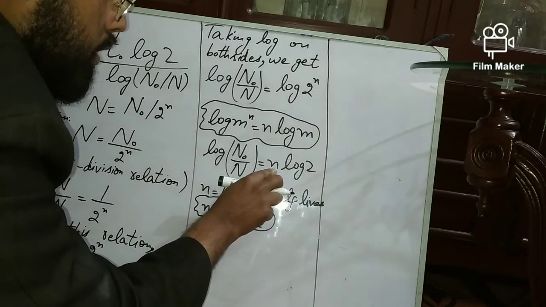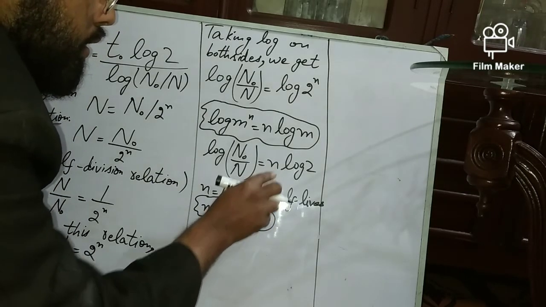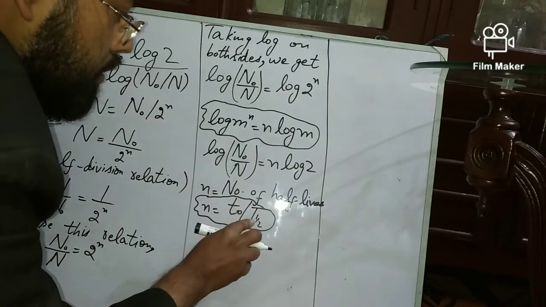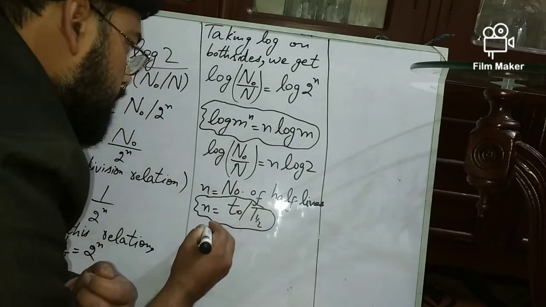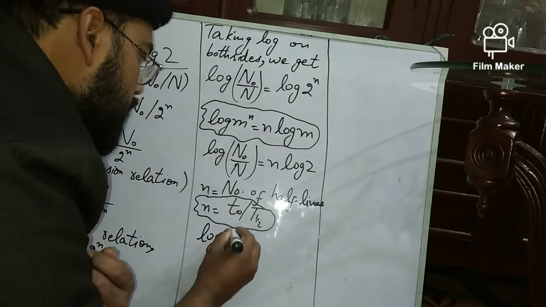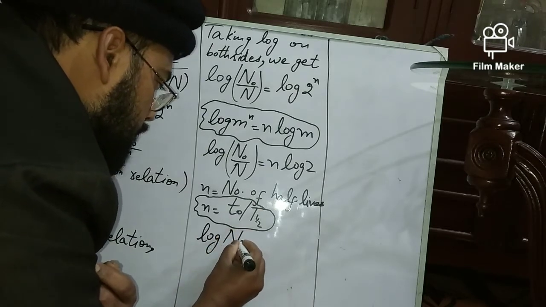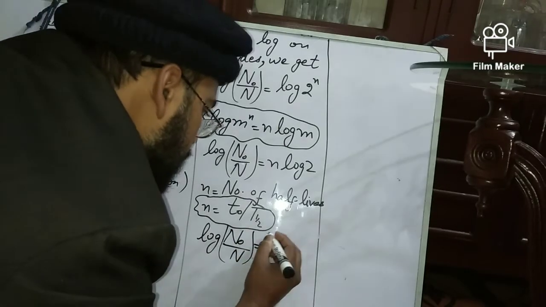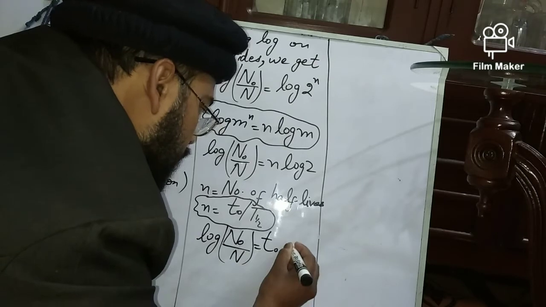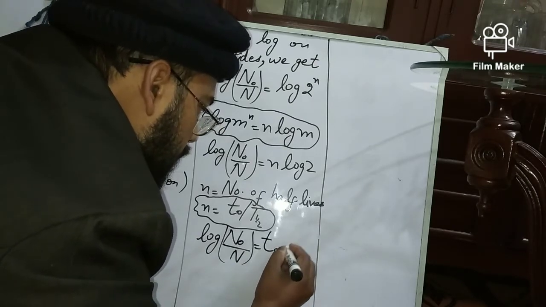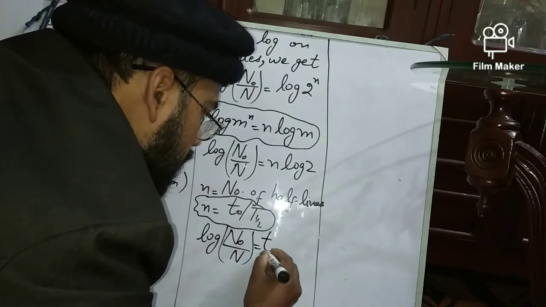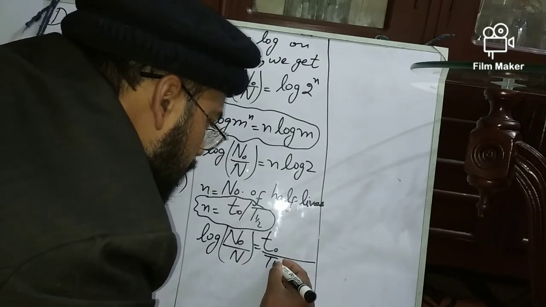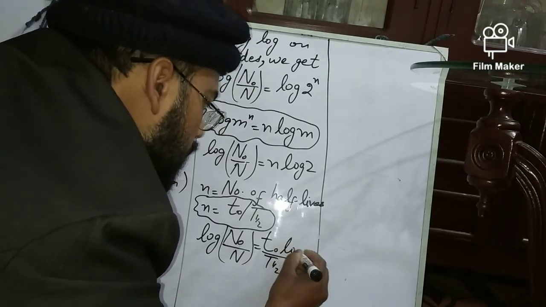Now here we put in the place of n, t naught over t half. The left side remains the same: log N naught over N is equal to t naught over t half into log 2.